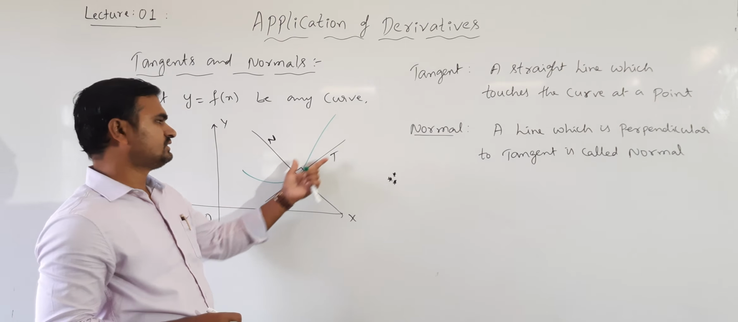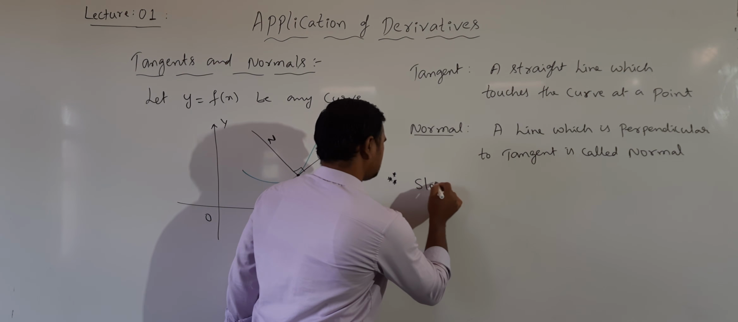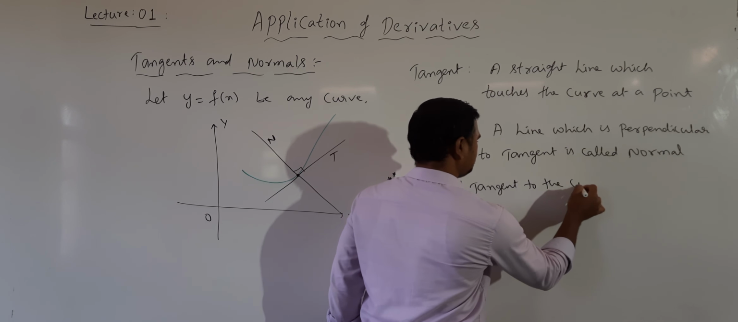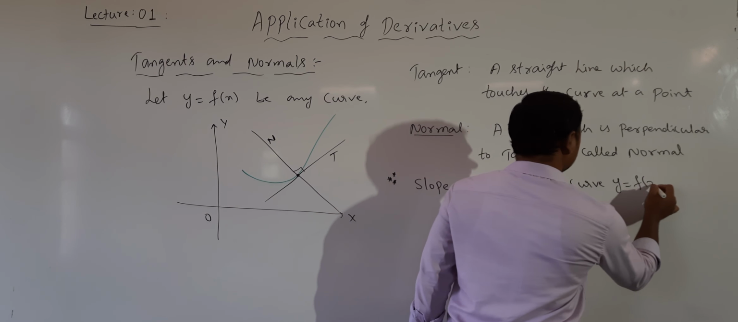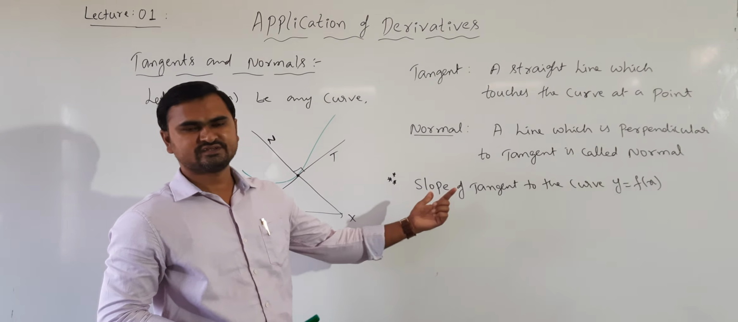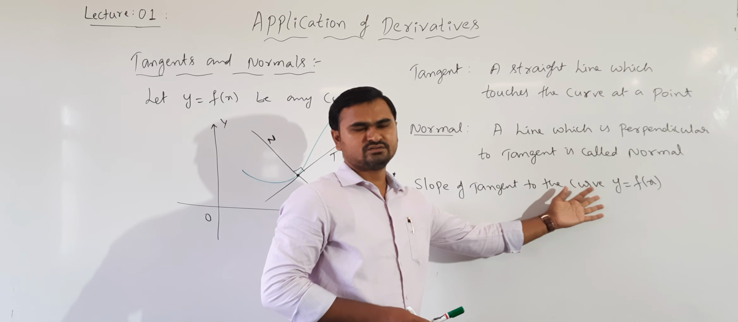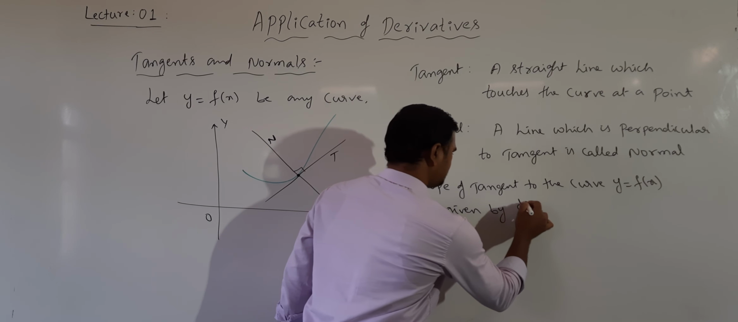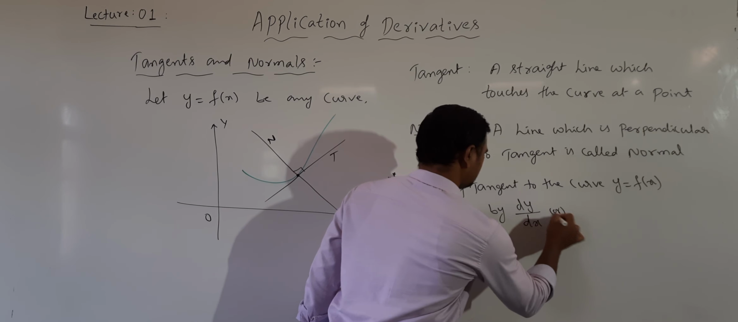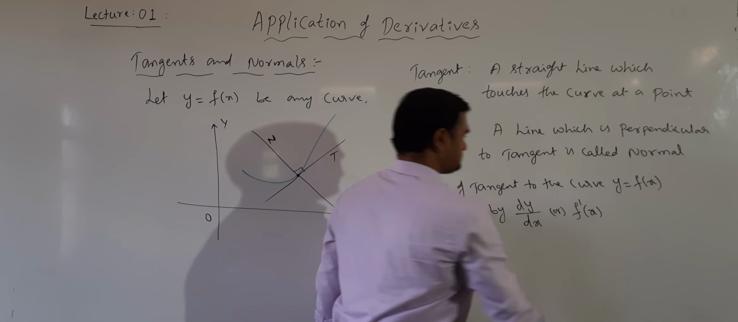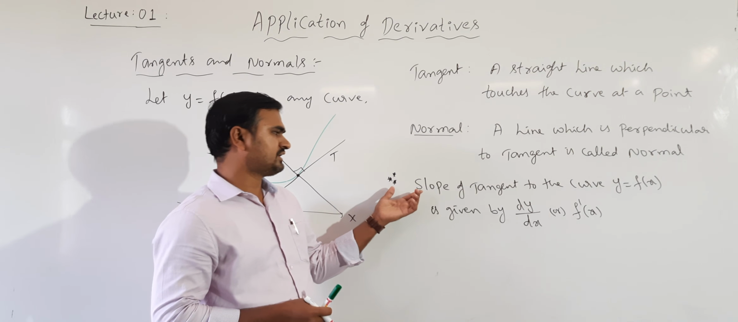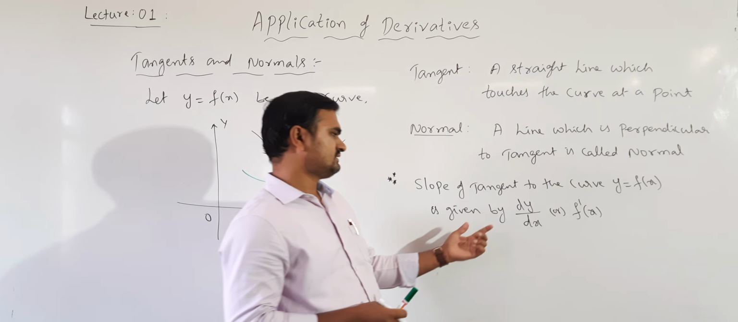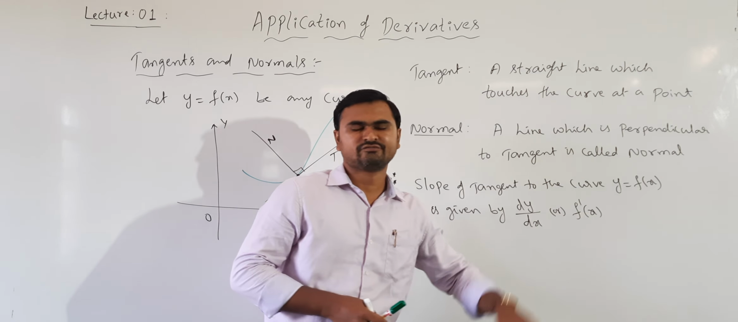Slope of tangent to the curve y is equal to f of x. Any curve is given, the slope of the tangent to the curve y equal to f of x is given by its derivative, that is dy by dx, or we can write it as f dash x. So this is the important point. The slope of the tangent to the curve is always given by the derivative of the function, that is dy by dx, or we can write f dash of x.